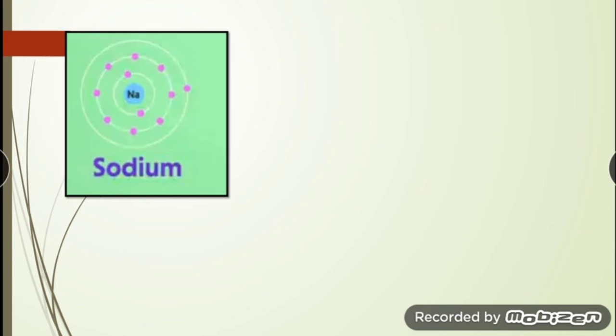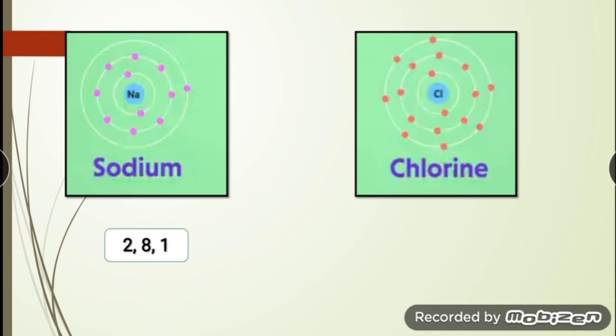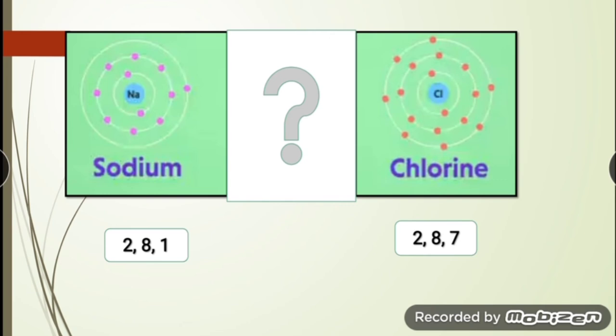Let's understand valency with the help of a compound. Let's take the example of sodium chloride, that is NaCl. So here we will take the atoms of sodium and chlorine. The electronic configuration of sodium is 2, 8, 1, and that of chlorine is 2, 8, 7. Now by observing the valence electrons, valence meaning the electrons present in the outermost shell, and the valence shells, can you guess what's going to happen, children?